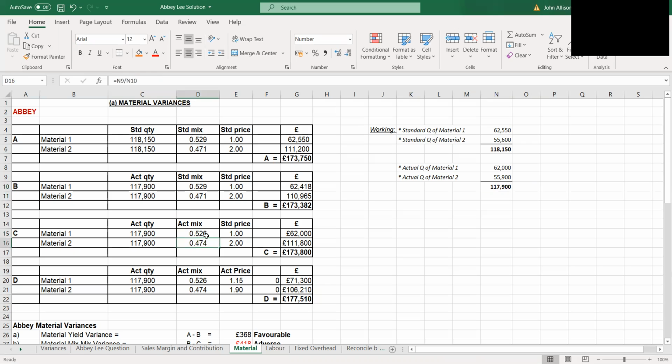To get the actual mix, for material 1, the actual mix will be the 62,000 over the 117,900, and for material 2 it will be the 55,900 over the 117,900, which gives us the 0.474. So that gives us these numbers here. Then we've still got the standard price for C. Then to get D, we need the actual price.